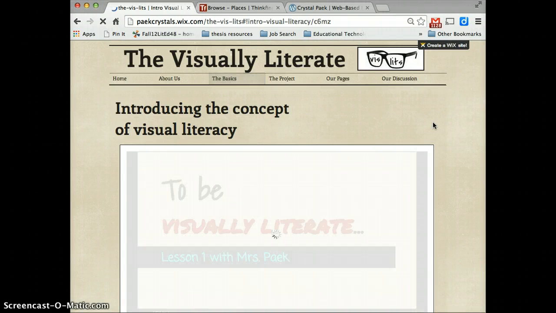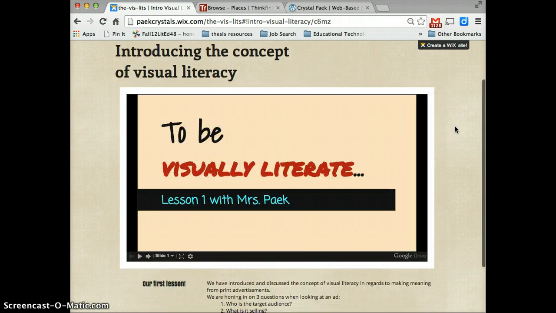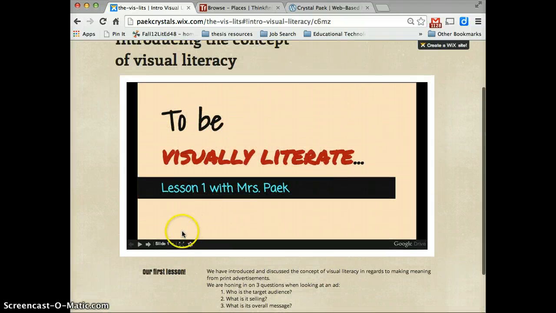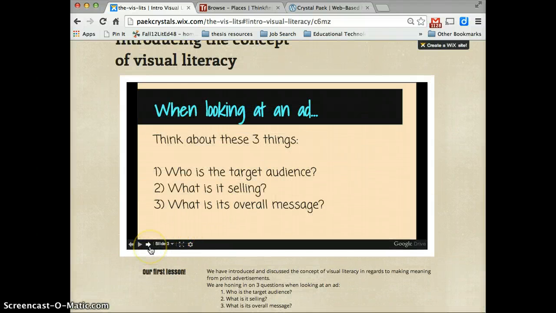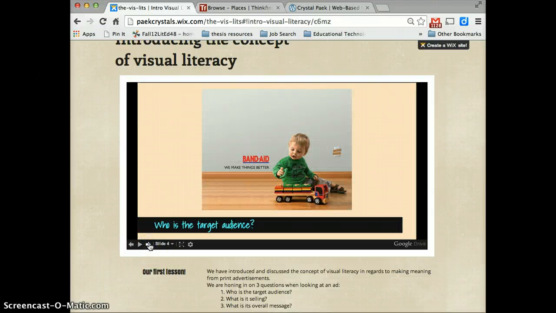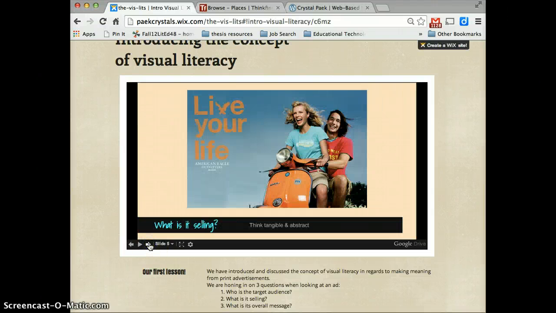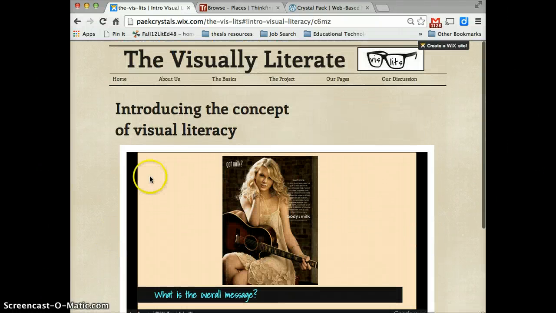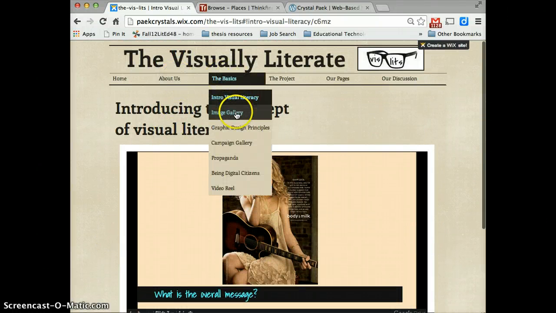This is the PowerPoint introducing the concept of visual literacy in class, where we hone in on 3 questions. And in class, we even get to look at advertisements and talk about it. And here, thinking about tangible and abstract products that advertisements sell. Okay, but feel free to look through this on your own.